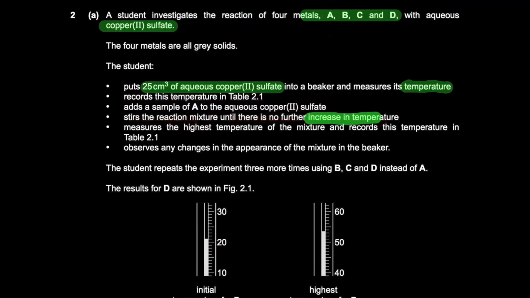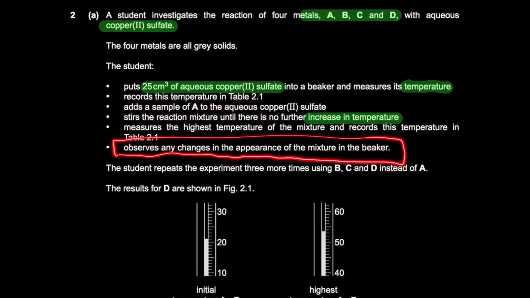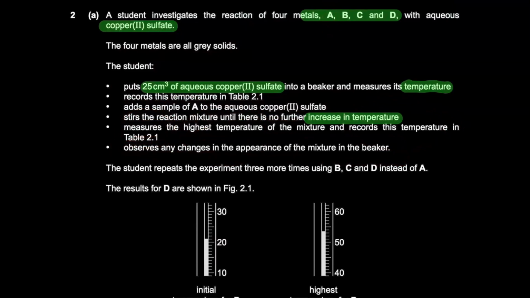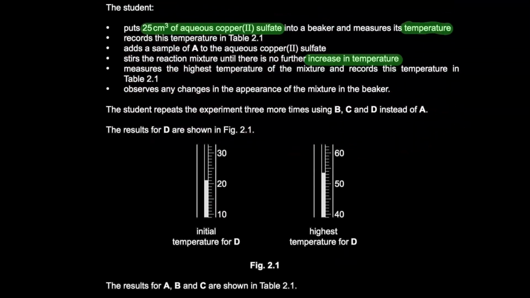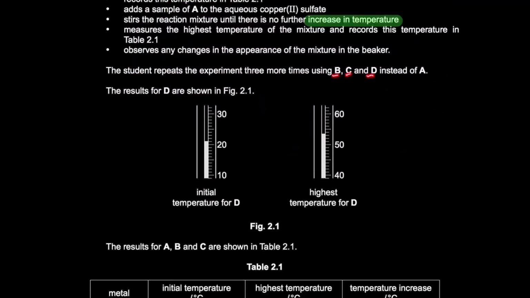Now, if the temperature is increasing, it means we have an exothermic reaction. Measures the highest temperature of the mixture and records this temperature in table 2.1. Observes any changes in the appearance of the mixture in the beaker. The student repeats the experiment 3 more times using B, C, and D instead of A. So basically, he does it with each of these metals.